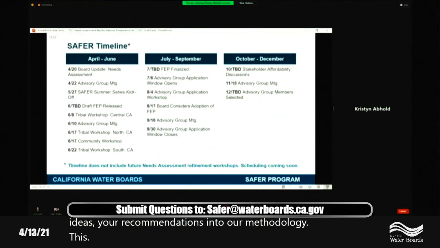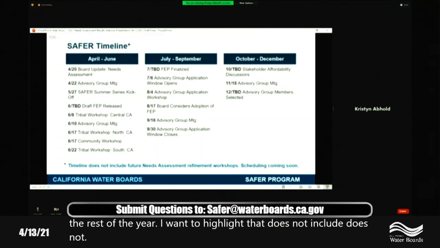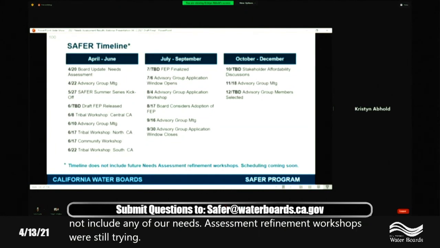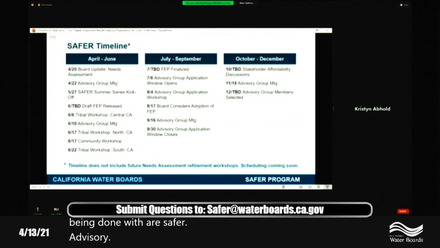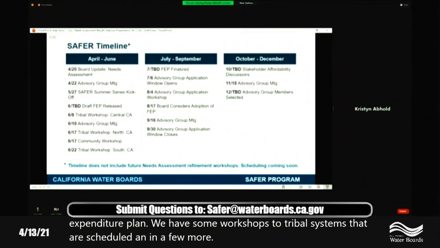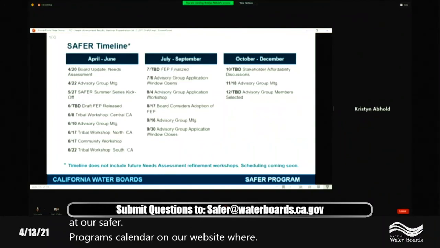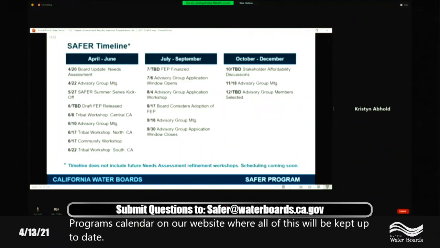This is just a brief snapshot of our SAFER timeline coming up for the rest of the year. I want to highlight that it does not include any of our needs assessment refinement workshops. We're still trying to get those scheduled, but there's a lot of work being done with our SAFER advisory group that helps inform the prioritization of the fund expenditure plan. We have some workshops to tribal systems that are scheduled, and a few more. So I encourage you to take a look at our SAFER programs calendar on our website, where all of this will be kept up to date if you're looking to get more involved in the SAFER program.